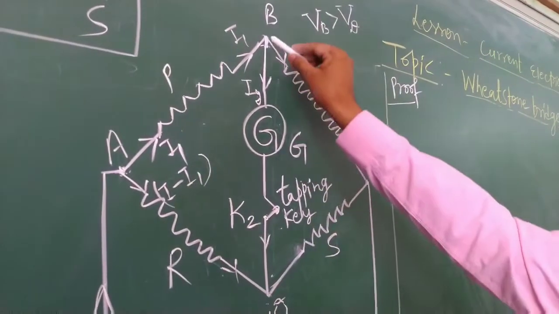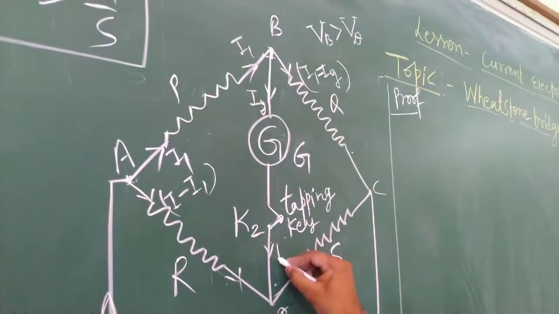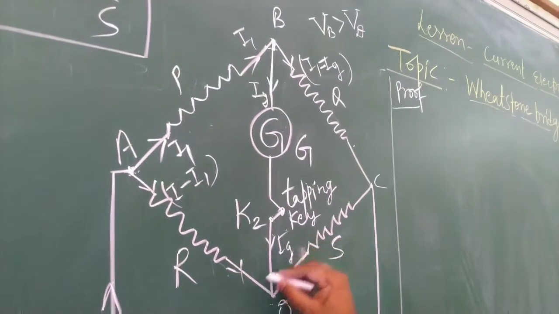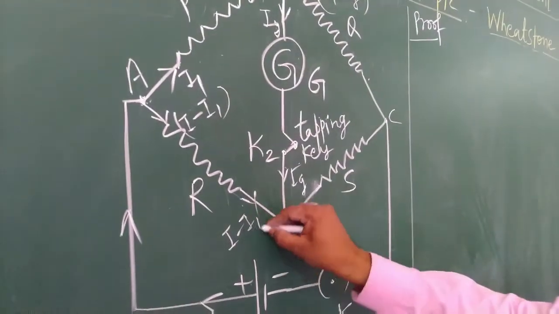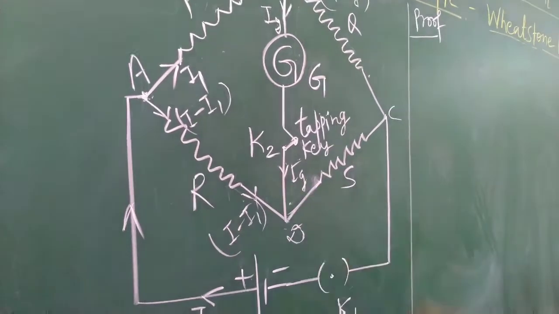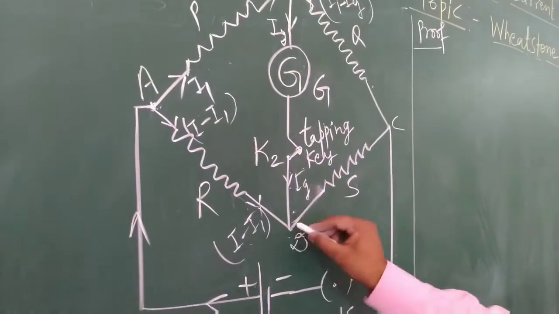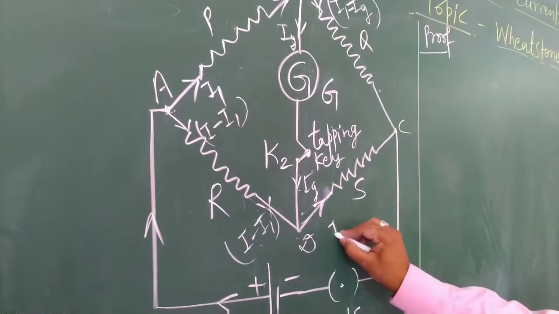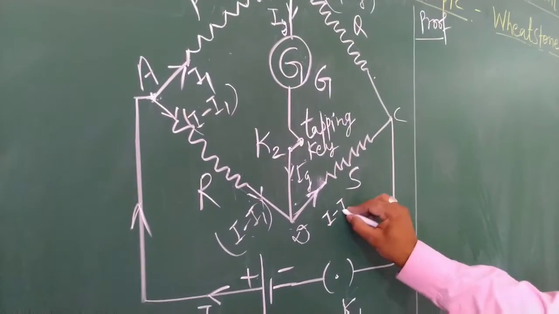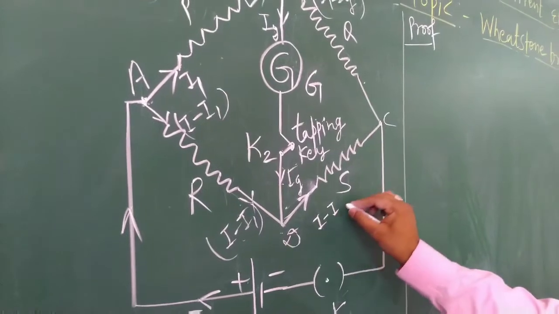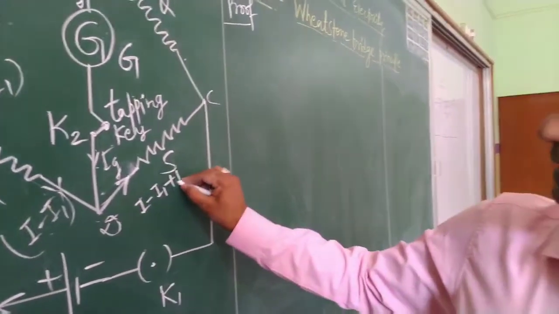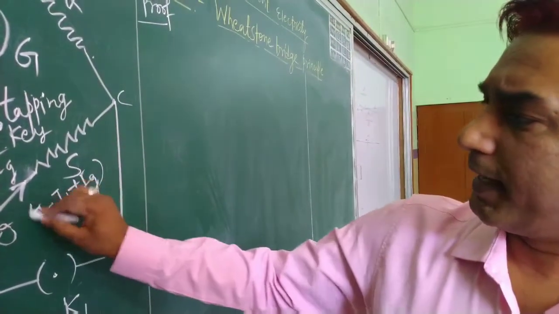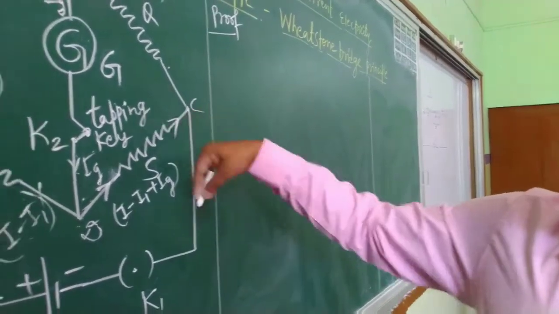At the same time, the current IG reaches point D, and current I minus I1 also reaches point D. These two currents are incoming currents, and according to Kirchhoff's first law, the sum of incoming currents equals the outgoing current, that is, the outgoing current I minus I1 plus IG flows through S. There is only one path.